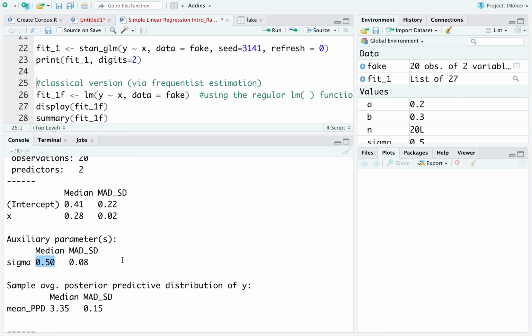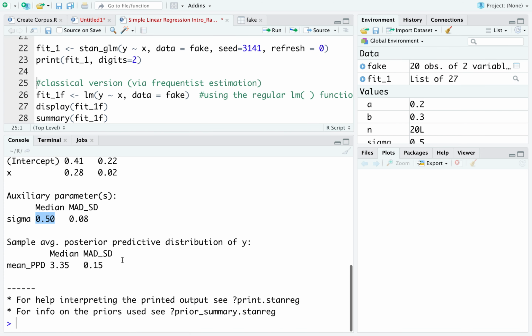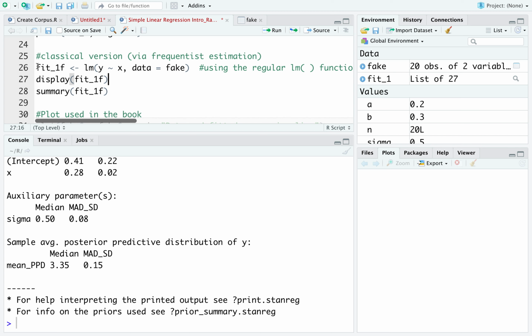So we're estimating essentially how much residual randomness there is, right? That's being added on to the structural piece. Okay, let's actually just look at what may be more familiar, which is using lm as the standard workhorse linear model function in R, regressing y onto x using the data which we named fake.